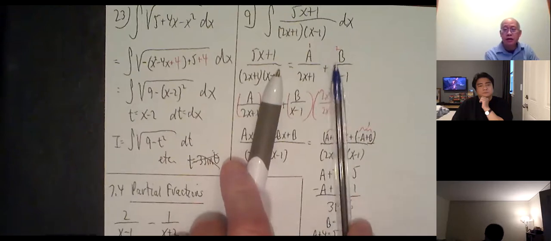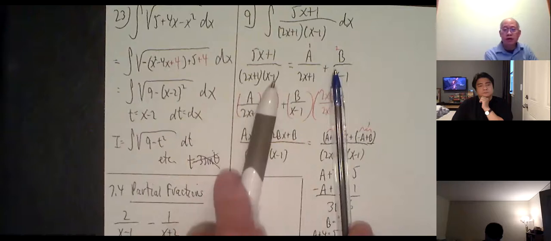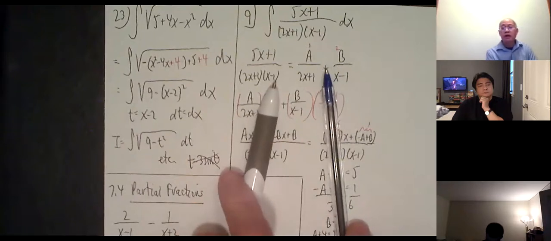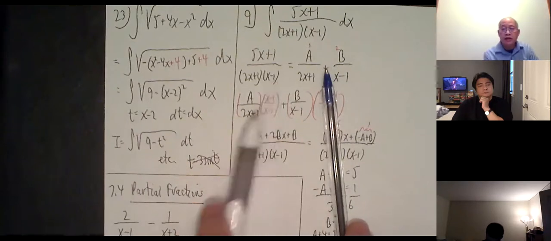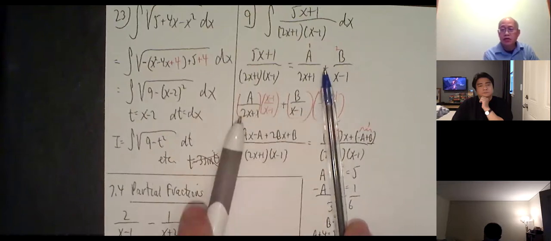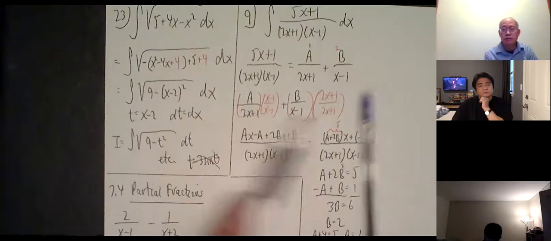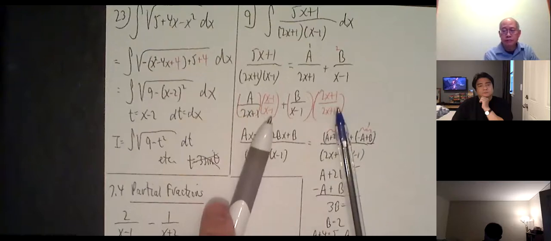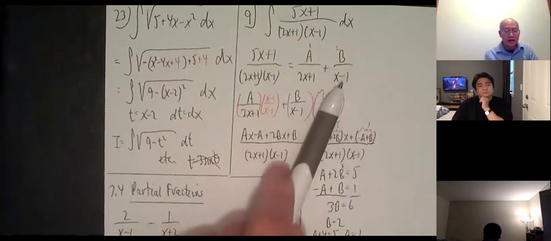Find a and b. Okay, so a over 2x plus 1, b over x minus 1. And you know the way the game works. This side needs x minus 1 over x minus 1. This side needs 2x plus 1 over 2x plus 1. So there it is. This side needs that, this side needs that.